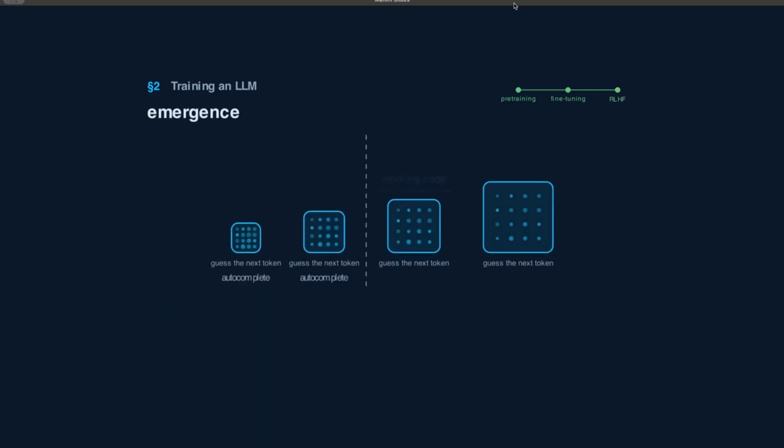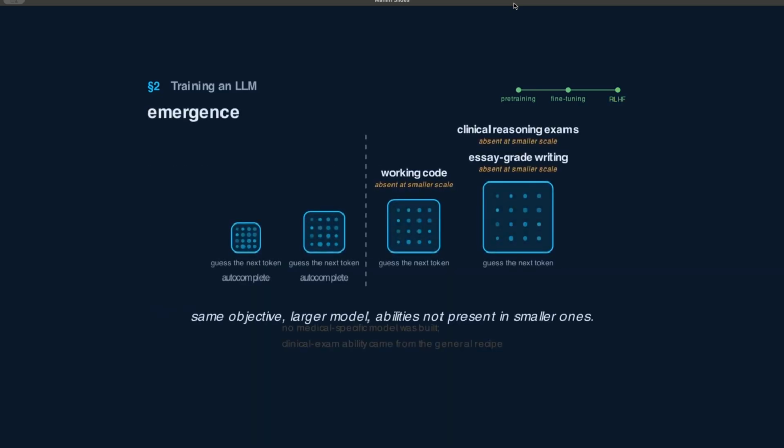I want to briefly talk about the concept of emergence. I want to keep in mind here that when we build these models, we don't necessarily build them for a specific task at hand. We don't necessarily build them to write code, at least not initially. We don't build them to pass tests, or we don't build them with clinical reasoning necessarily. The more data we feed these models, the bigger the models get, the more they develop these new behaviors that we didn't think they could before.